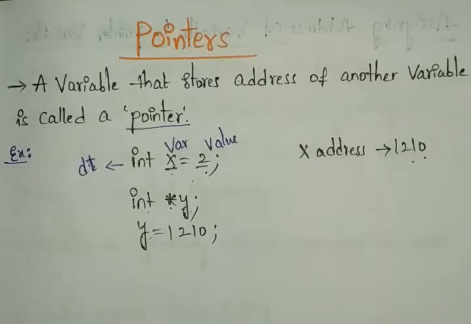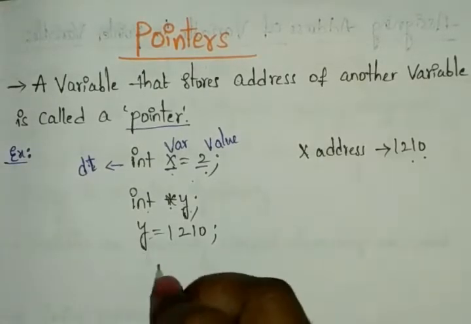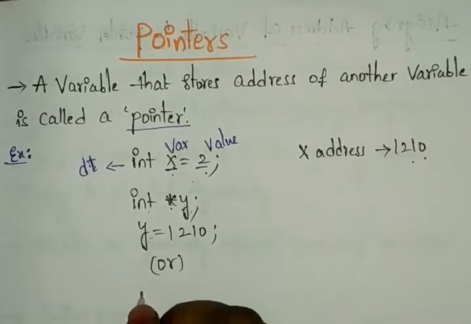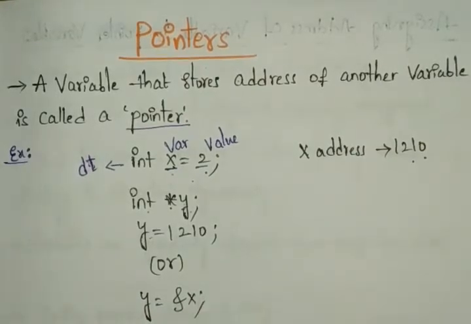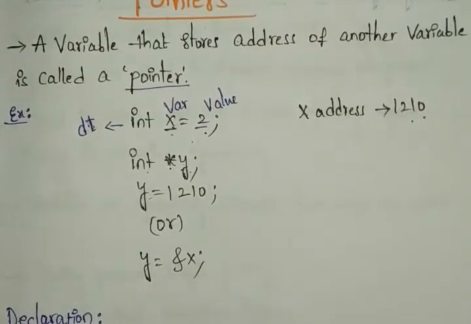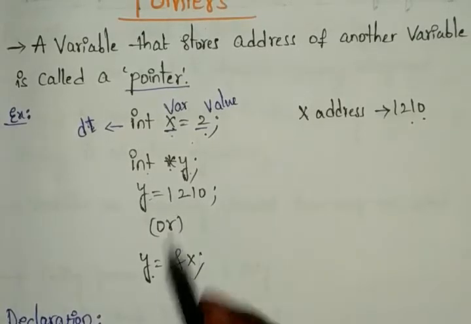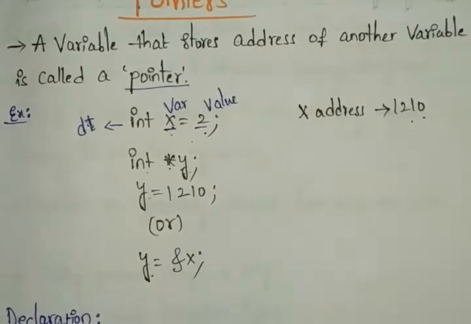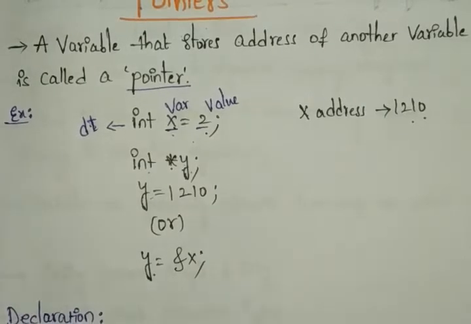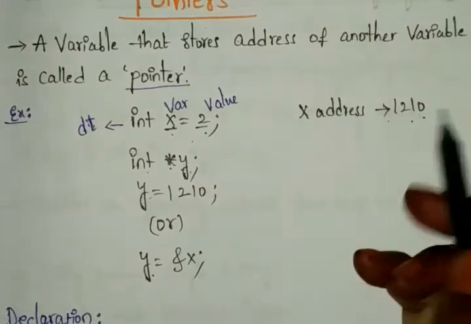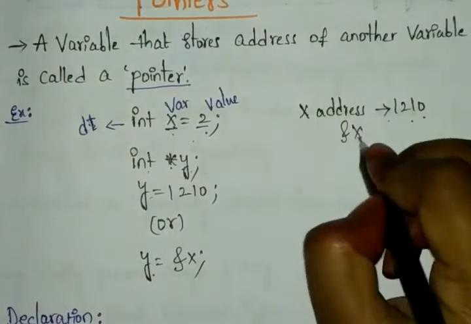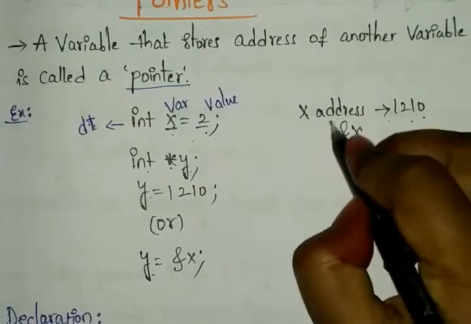Okay. And or else here you can see directly, y is equal to the address of x. Or else here we can directly say y is equal to the address of x. What value are we taking for y here? We don't know what the y value is, but the y value is taking the address of x, right? So what do we have as the address of x here? 1210. We can say this is also like this, the address of x.